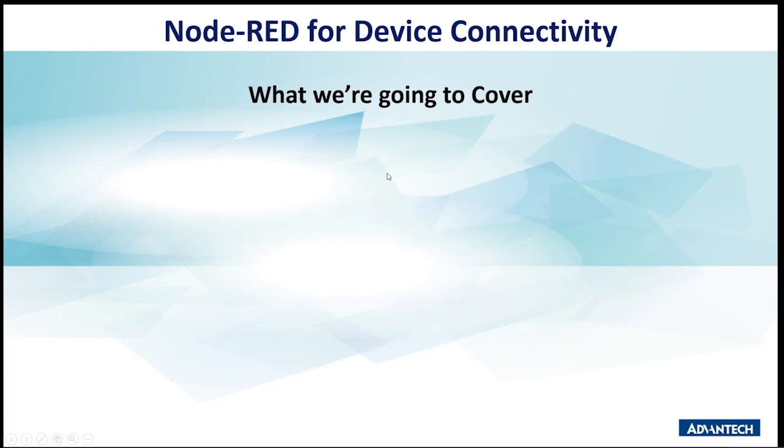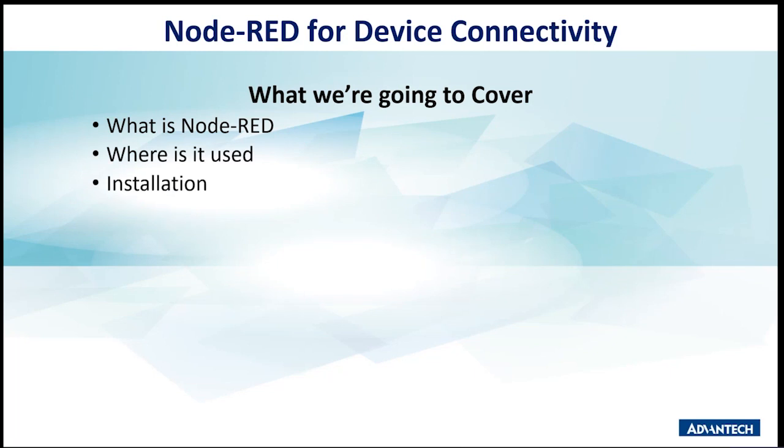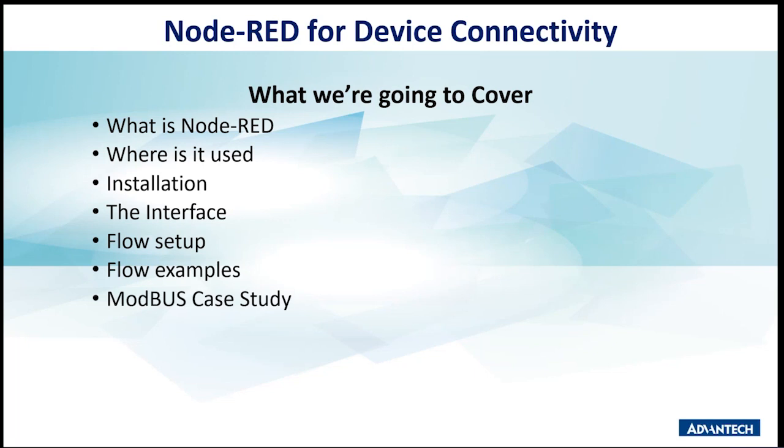So what we are going to cover today with Node-RED for device connectivity is we're going to look at what is Node-RED. We're going to look at where it's used, the installation. We're going to look at the interface in terms of how to use the application software. We're going to look at flow setups, the flow examples. We're going to look at a Modbus case study and also the additional resources that come with the package themselves.